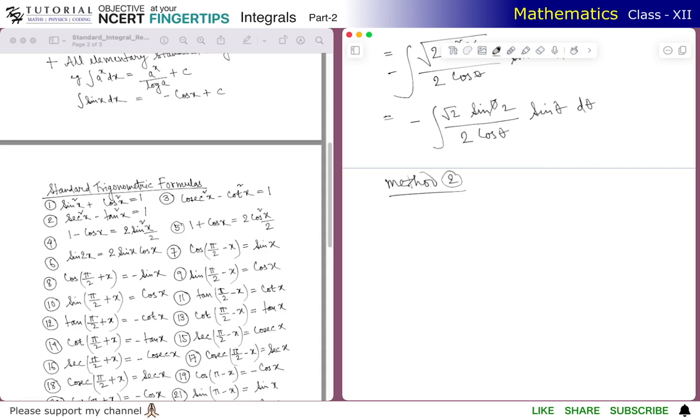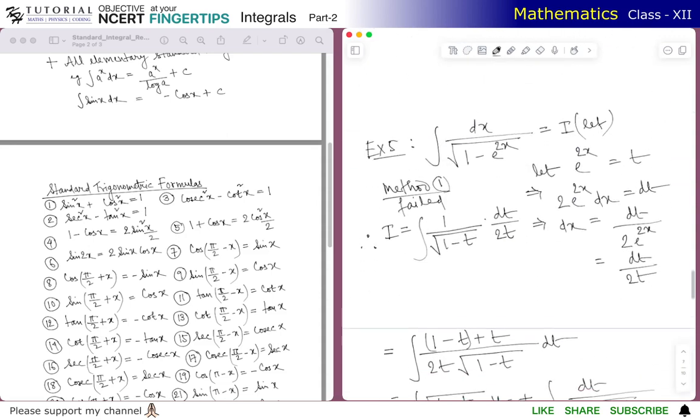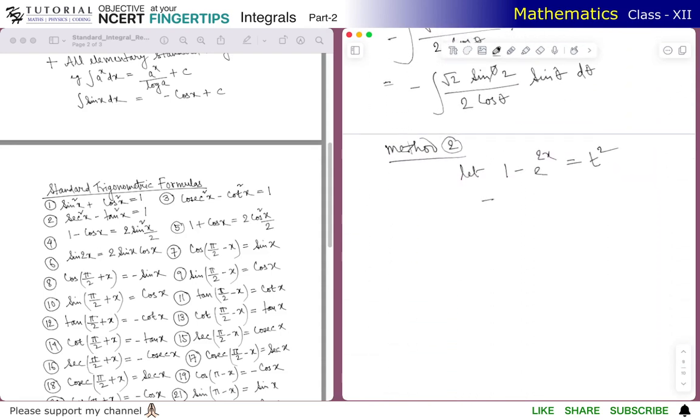Method 2. Let's say if we substitute 1 minus e to the power 2x equals t square, that will make life easier. Let's see. This implies minus 2 e to the power 2x dx equals 2t dt. This implies dx equals minus t dt by e to the power 2x. This is minus t dt, and e to the power 2x is 1 minus t square.